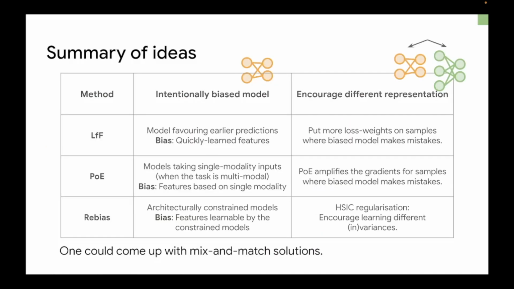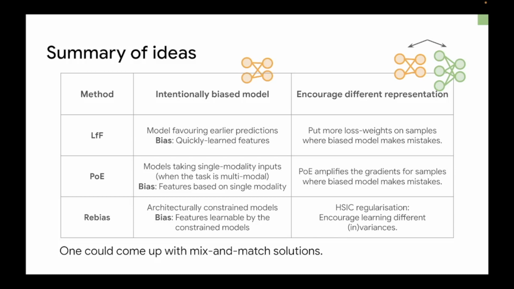So far, we have looked into 3 different methods: learning from failure, product of experts, and ReBias. In each case, we looked into an intentionally biased model and how to encourage the original model to be different from this intentionally biased model. For the intentionally biased model, we looked into different options. The first one was a model that is favoring earlier predictions. Here, the assumption is that the bias is more quickly learned. In the second case, we looked into models taking only single modality inputs when the task is actually multimodal, like vision and language. Here, the bias that has been observed is some features that only look at a single modality. So even if you give 2 different modalities, the model eventually learns to use only one of them. And we wish to prevent that.